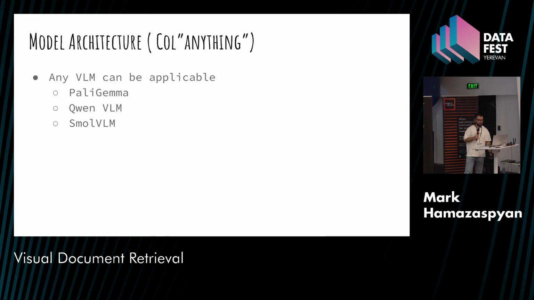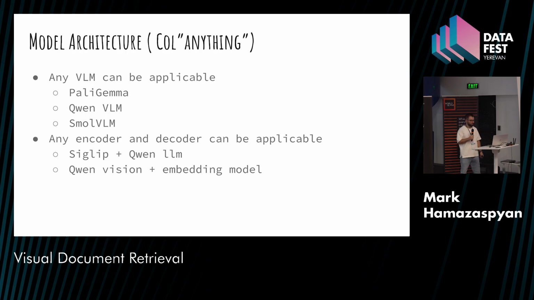So the original paper says ColPali, but it actually can be called anything. We can have PaliGemma, we can have Qwen VLM doing this, we can have a small VLM. So it's not bound to PaliGemma only. We can even have any encoder and decoder structure together. It can be SigLIP with a Qwen LLM, it can be Qwen Vision and an arbitrary embedding model, which is a text embedding model.